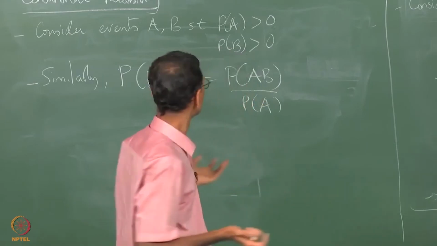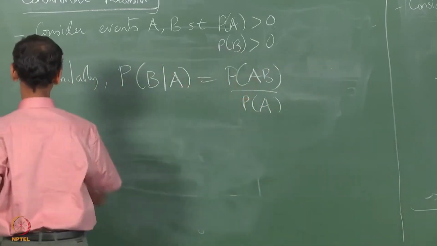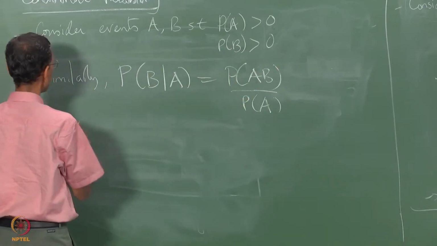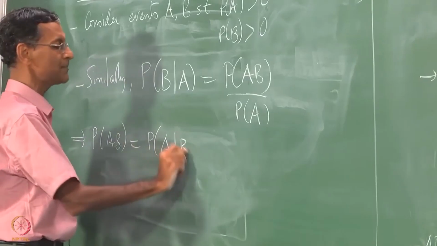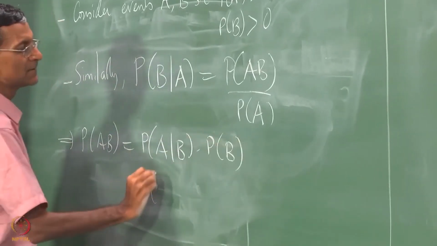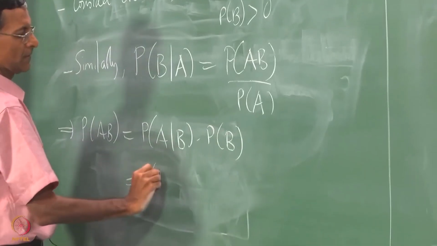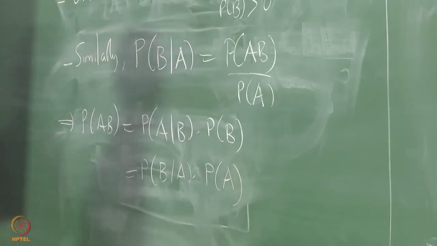The fact that you have the same numerator implies that this joint event PAB can be written in two different ways. You can write this as P of A given B times PB. You can also write this as P of B given A times PA. Both of these will be important again in our later study.